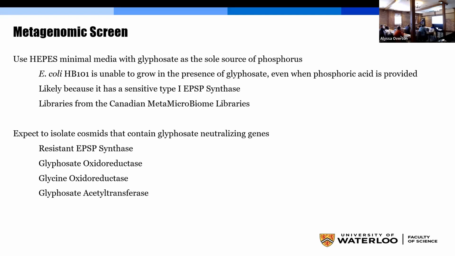The reason I wanted to use glyphosate as a sole source of phosphorus, as opposed to just present in the media, is that since I'm working on breaking down glyphosate, I want to exclude anything that's just a glyphosate pump. I don't want to focus on things that can just pump the glyphosate out so it doesn't have to use it. I want to know exactly what needs to be added to E. coli to get it to degrade glyphosate fully. Based on previous work, we would expect to find resistant EPSP synthases, resistant glyphosate oxidoreductases, possibly resistant glycine oxidoreductases, and glyphosate acetyltransferases.